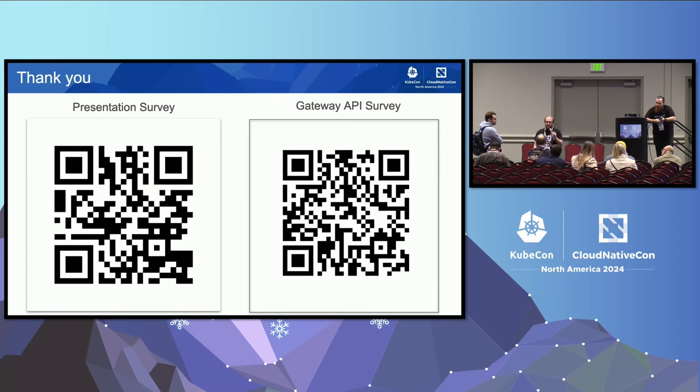No, it stays inside the node. Yes, if external traffic policy equals local, it will stay inside the node.